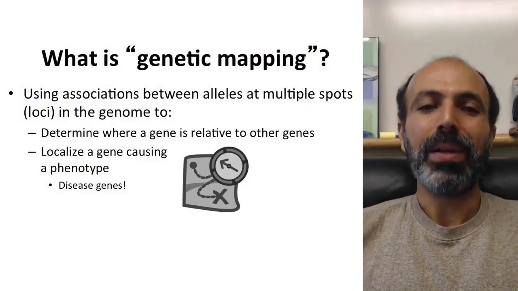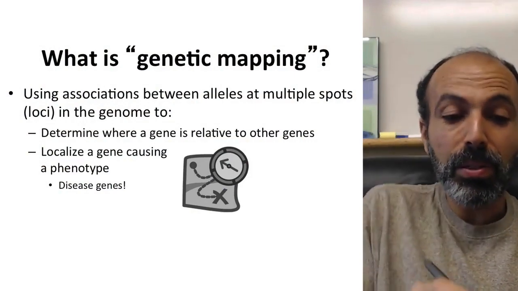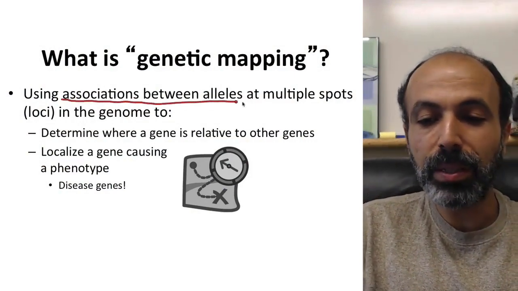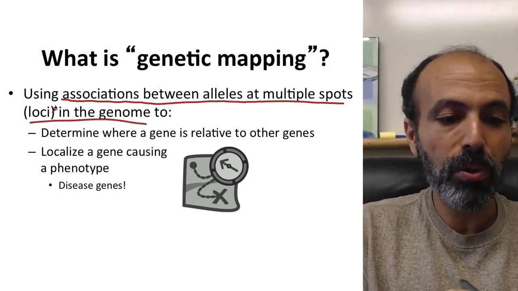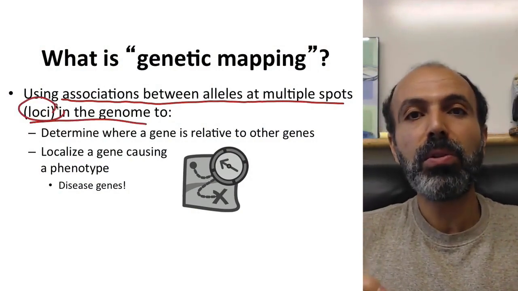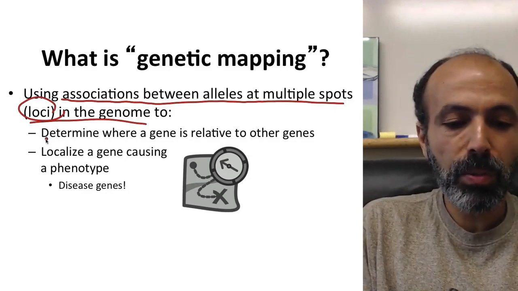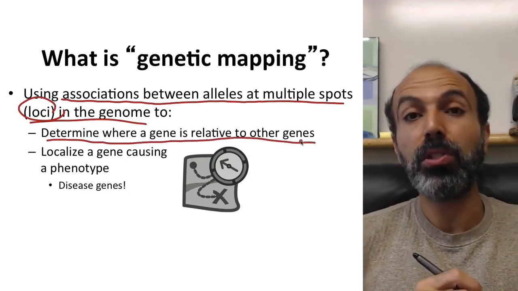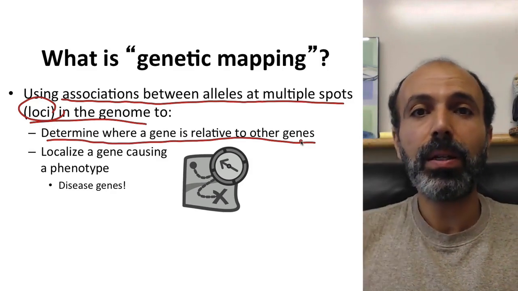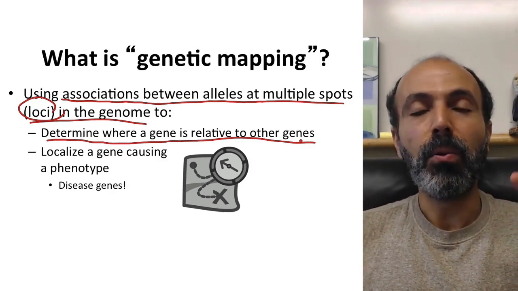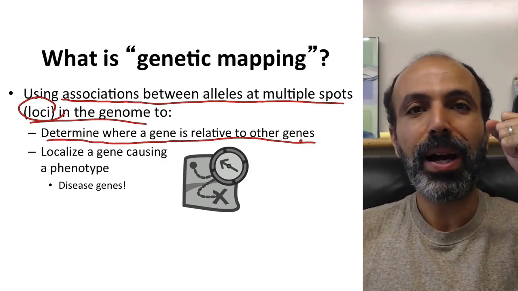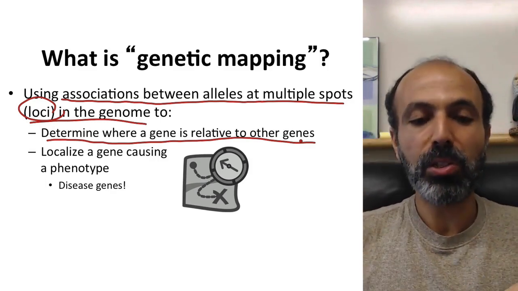So let's get started. So what is genetic mapping? Well, mapping, simply put, is using associations between alleles at multiple spots in the genome. These spots in the genome are referred to as loci, to do one of two things. So either we determine where a gene is relative to other genes. So for example, in the case we were doing before with the Drosophila mutations, we were looking to see, where is the cinnabar eye color gene relative to the vestigial wing gene.